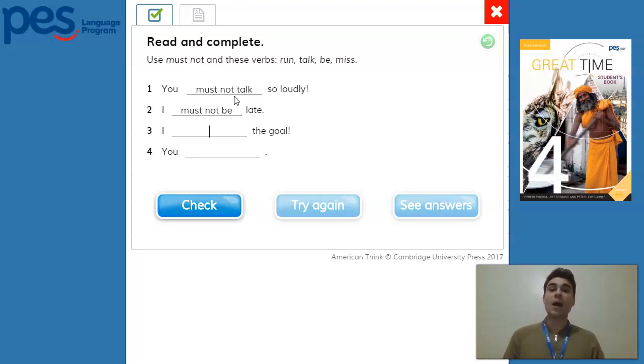Number 3, the goal, right? So the goal is the objective of something. We can create this context over here, or even in soccer, right? The goal. So here we're talking about getting to the goal or missing the goal. So here we need to complete with I must not miss the goal.